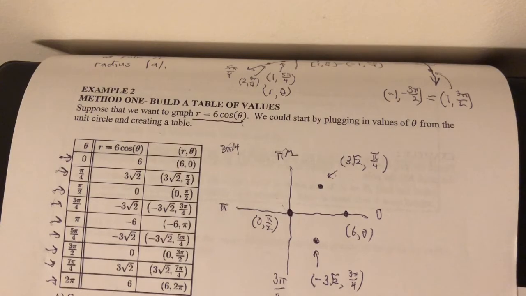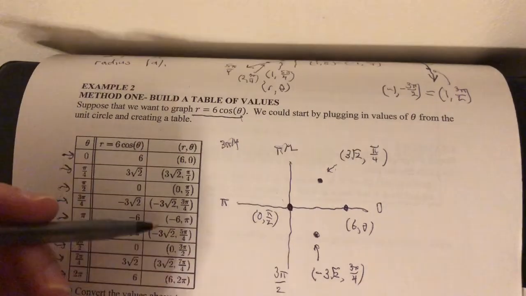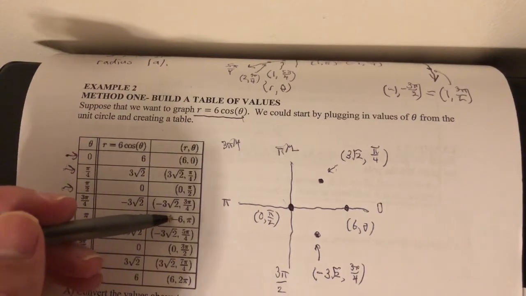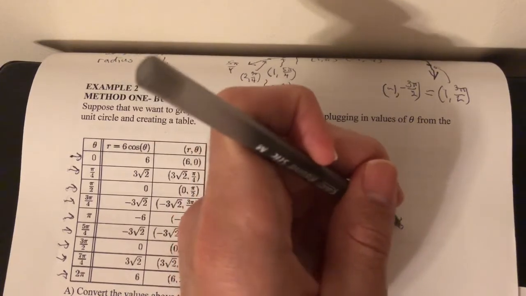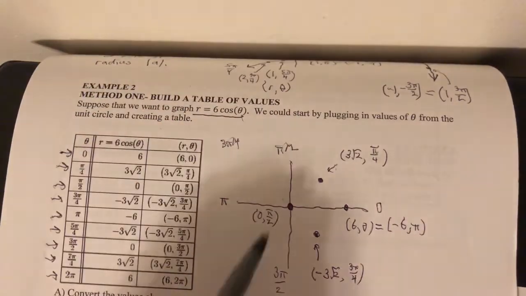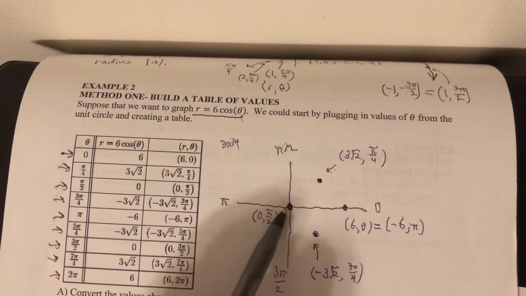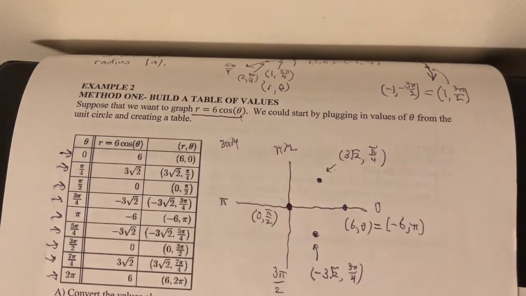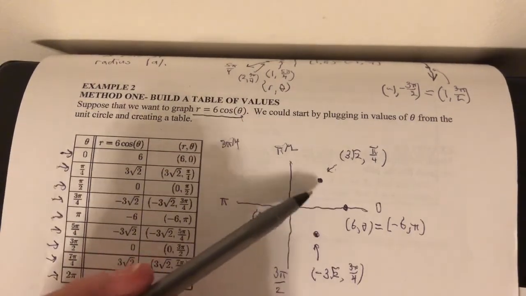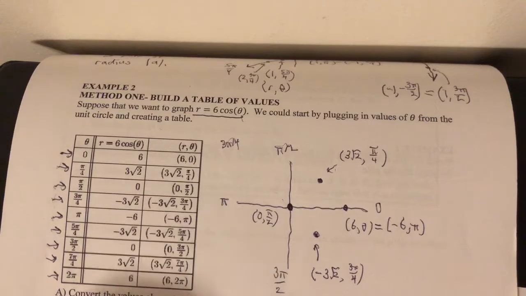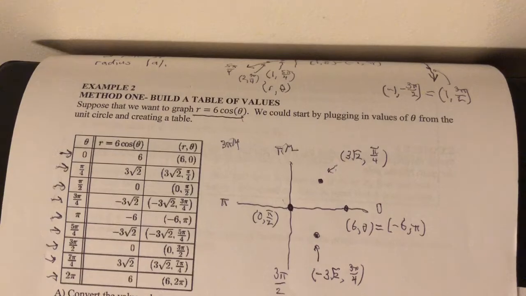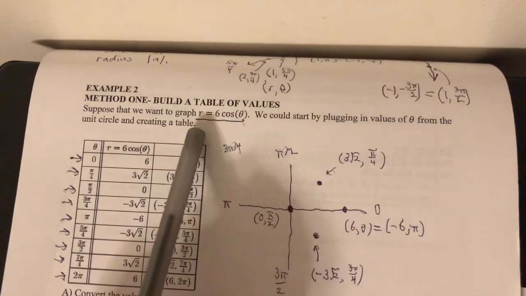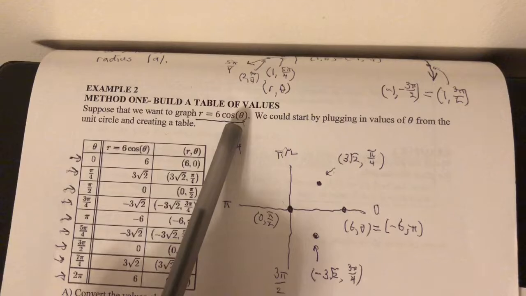And as an exercise, I encourage you to look through the other 5 points. For instance, -6, pi, you should see is the same as the 6, 0. So going 6 units in the 0 direction is the same as going -6 units in the pi direction. And likewise with the other 4 points, you should see that we get the same 4 points again. So based on what we see here, it's difficult to know exactly what r equals 6 cosine theta really is.